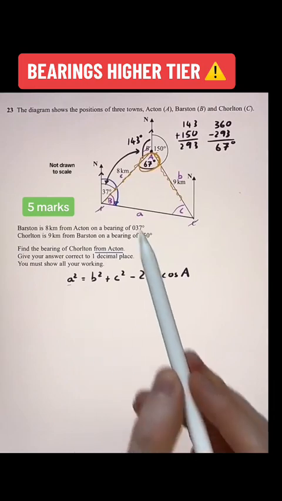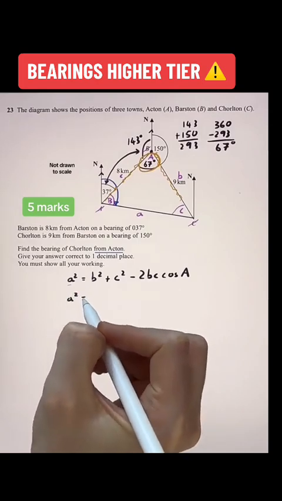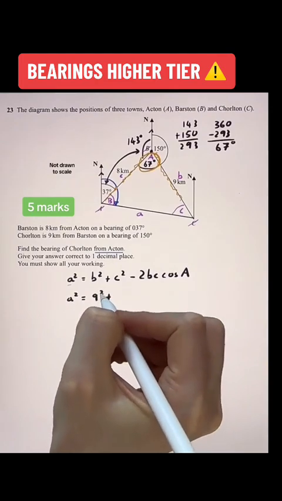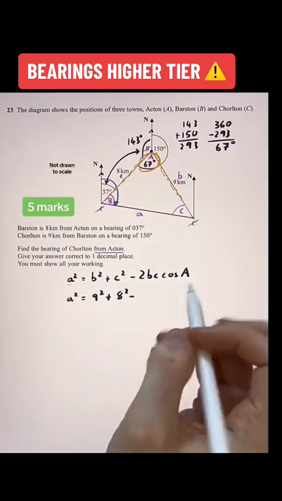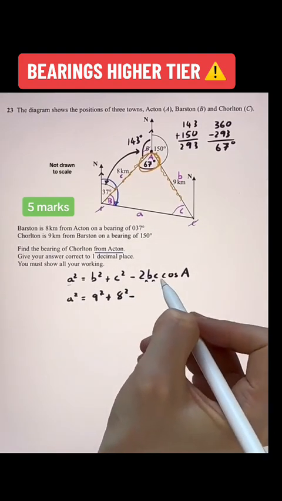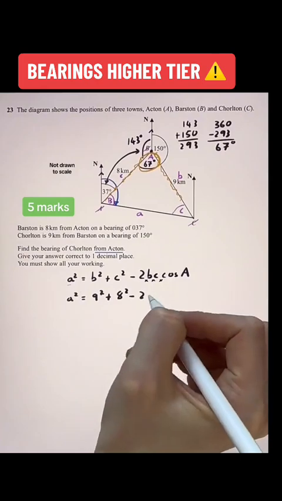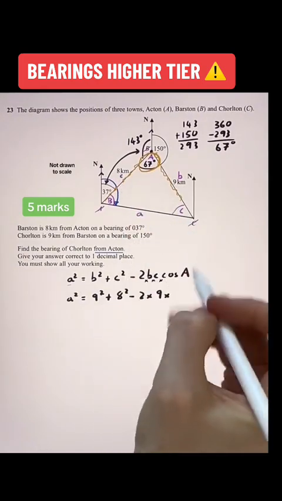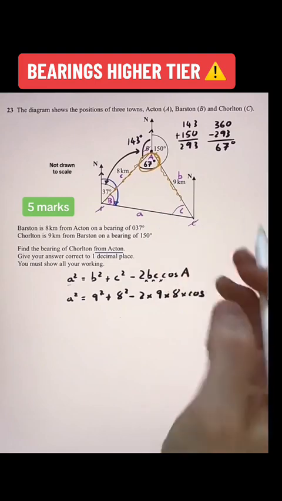Substituting into my cosine formula, A is what I'm finding. So I'm going to leave a squared alone on the left-hand side. And that equals b squared, where b for me is 9, so b squared will be 9 squared, plus c squared, where c for me is 8, so plus 8 squared, minus 2bc cos A. In algebra, in between each of the letters, we know there's a multiplication sign. So it's minus 2 multiplied by b, which in this case is 9, multiplied by c, which in this case is 8, multiplied by cos of the angle A. And in this case, the angle A is 67.